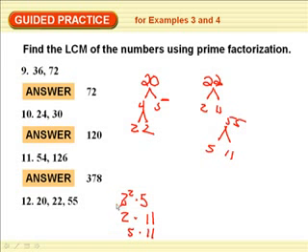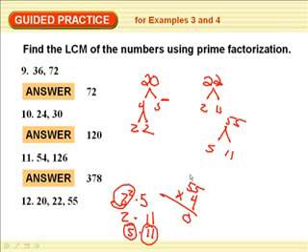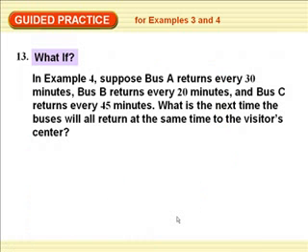Okay, so the biggest 2 is the 2 squared. 5 happens twice for a tie. 11 happens for a tie. So 55 times 4, 220. Right, that right. Look at there. Okay, what if, suppose bus A returns every 30 minutes, 20, and 45.